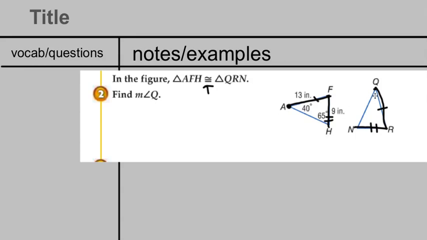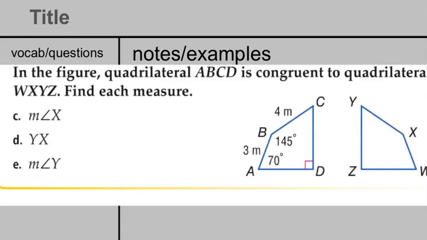Find the measure of angle Q. Q is on a line that has no marks, so it would be on this line. I know that A starts and Q starts, so A and Q are congruent. So A is 40, therefore Q must be 40, because they start in the same position. So that one was relatively easy. Not a whole lot of work to do there.